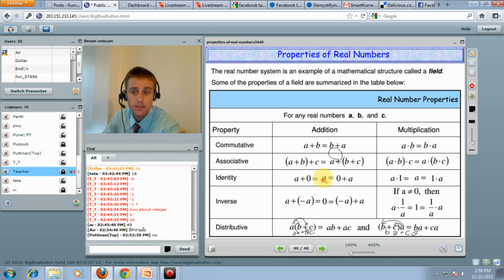Changing the order again for real numbers will not change the answer. A plus negative A equals 0 equals negative A plus A. Having this negative number on either side does not change the answer. And as long as A does not equal 0, A times 1 over A equals 1 over A times A. And then for distributive, A times (B plus C) distributes out to AB plus AC and equals (B plus C) times A, BA plus CA.